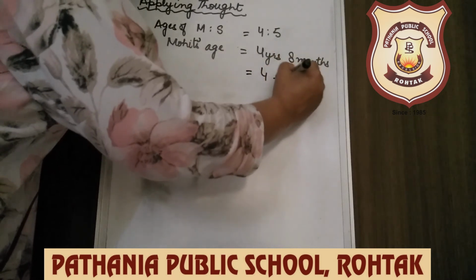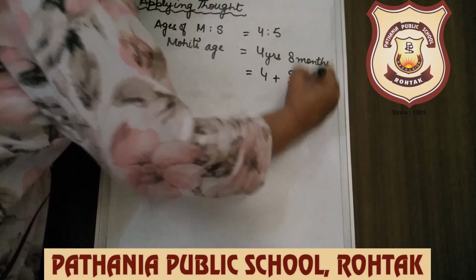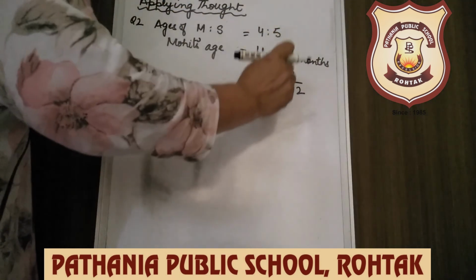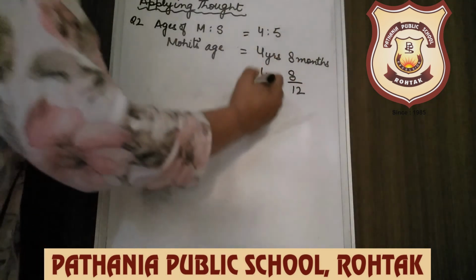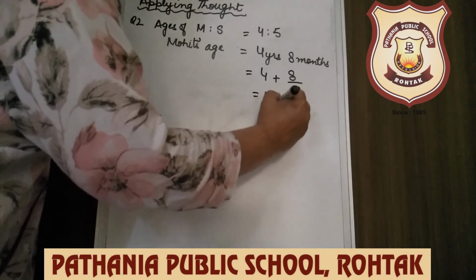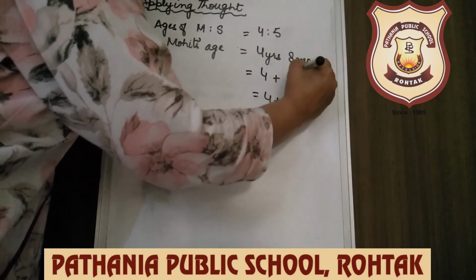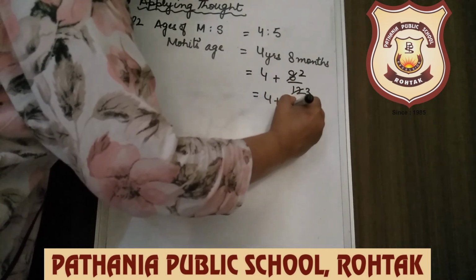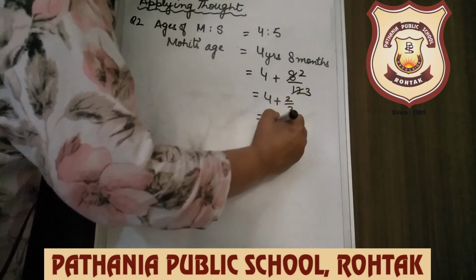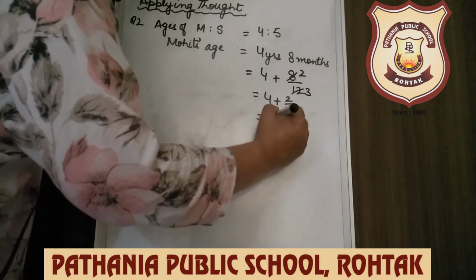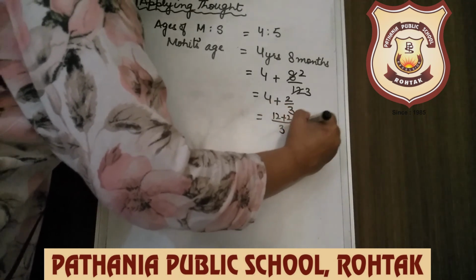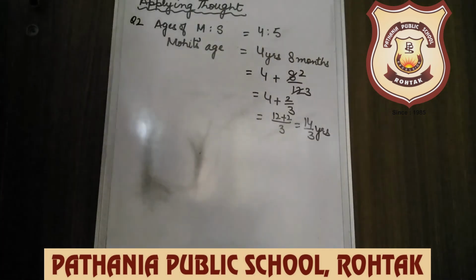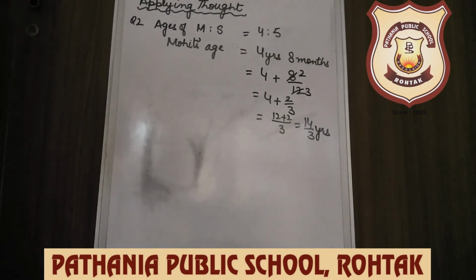plus 8 months. Divide months with year. How many months are there in 1 year? 12. So I divided 8 months with 12. So this becomes 4 plus, I'll reduce it, 2/3. So this becomes 2/3, and take the LCM. 12 plus 2, so that is 14/3 years. Is this clear? Understood?